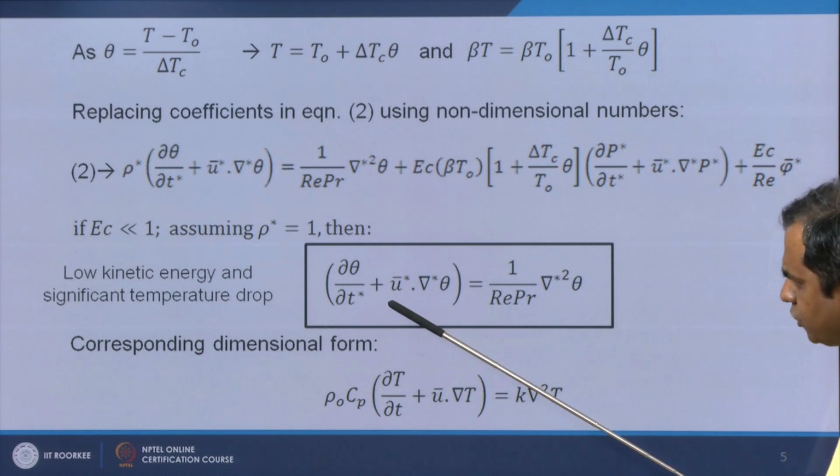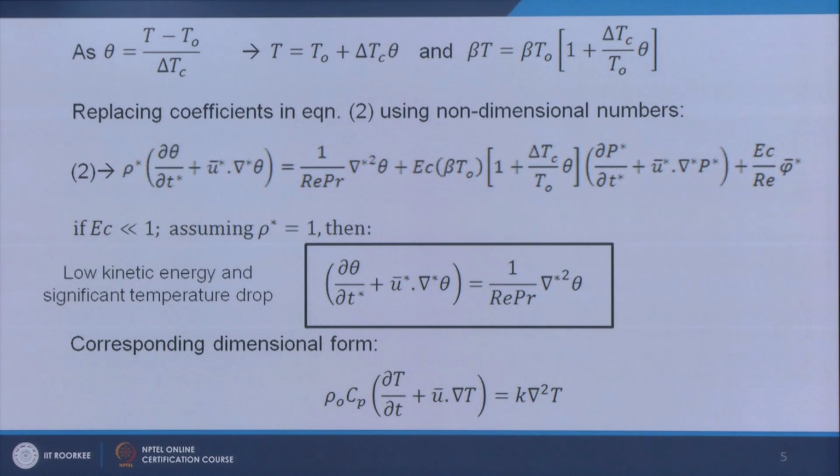If we see the corresponding dimensional form of this equation, the left hand side is nothing but convection: rho naught into Cp into del t by del t plus u dot del T. So this is the convection term, and on the right hand side we have k into del square T. So this part is coming from here, and this is the convection term.